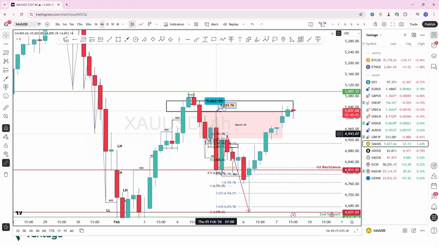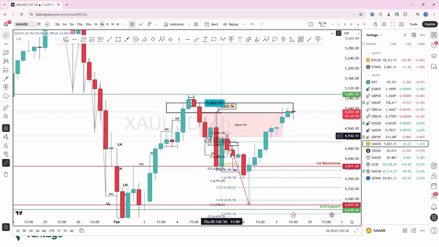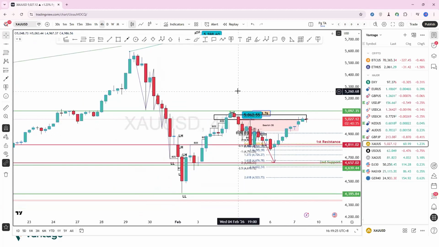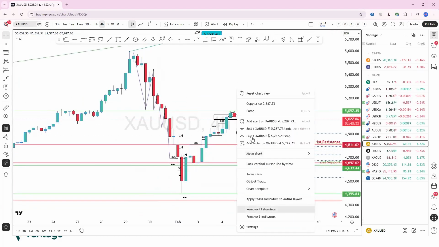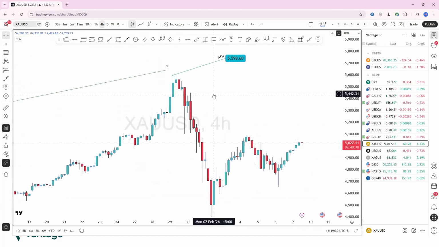And this one was my sell entry last week. You see that price was really falling. Now it's rising back up again. So should we just remove everything and redo it again?